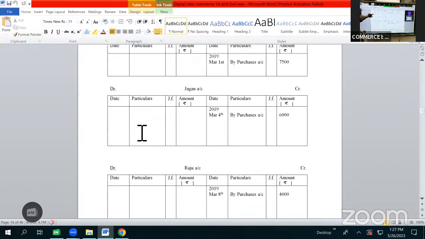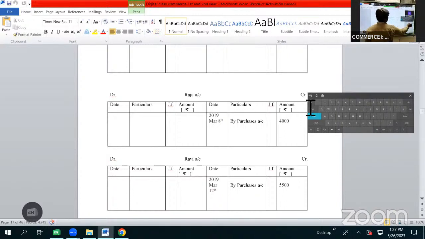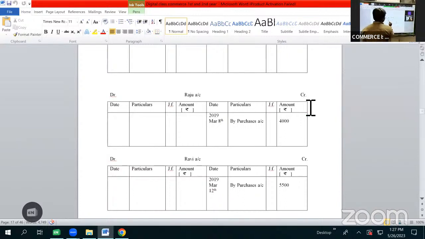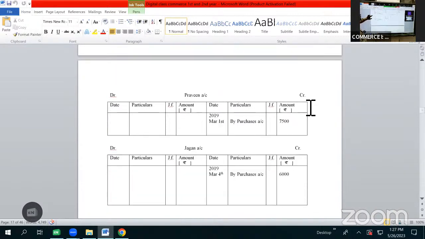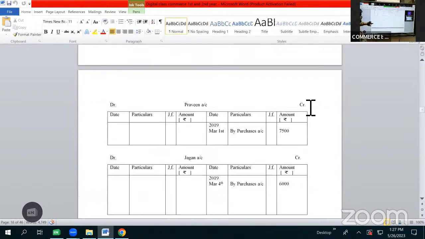After Jagan, we'll be preparing Raju's account, and we purchased goods from him on March 8. The format for Raju's account will be date, particulars, general folio, amount in rupees. Towards the extreme left we'll write DR, debit, and towards the extreme right CR, credit. We'll post it as 2019 March 8, by purchases account 4,000 rupees. After Raju, we purchased goods from Ravi on March 12, so first we'll be preparing Ravi's account.